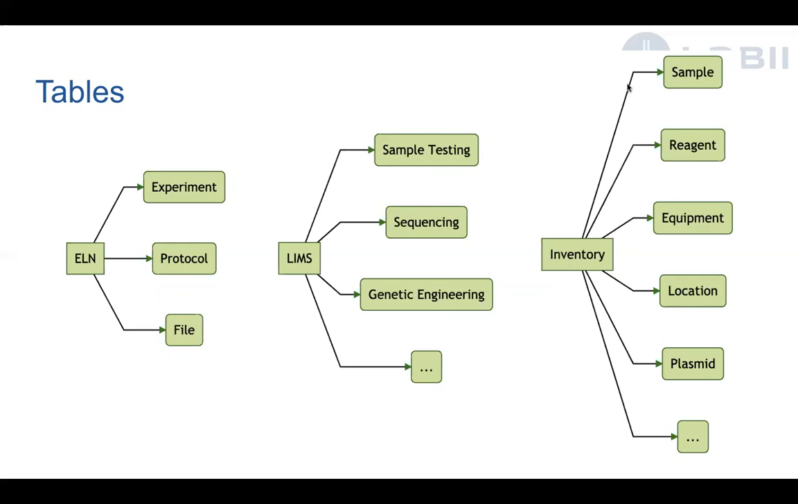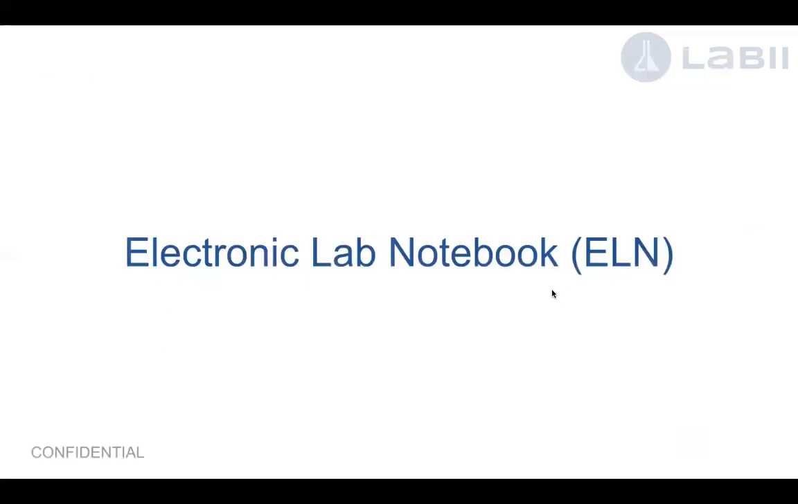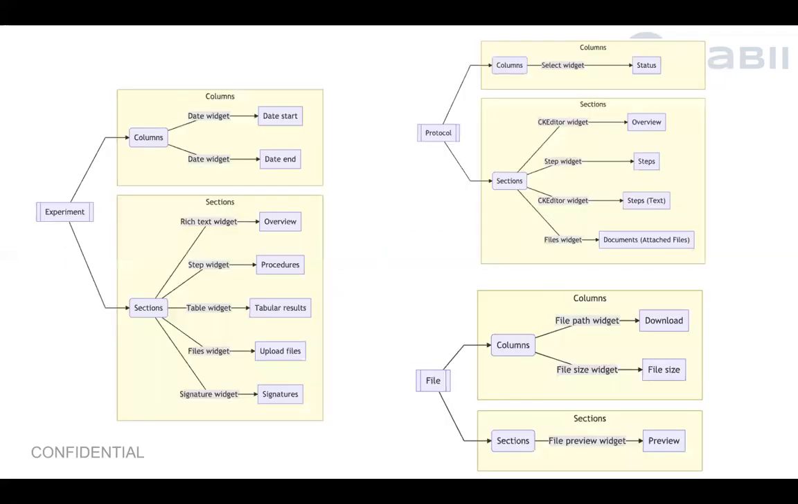And of course, you can manage all the samples, reagents, equipment, and other things, and then this will become inventory. So just based on your research needs, you can add as many tables as you want. And then the first thing I want to go into in a little more detail is the electronic lab notebook. As we see, it will contain the experiment, protocol, and the files table. Each of the tables will have its own columns and sections.